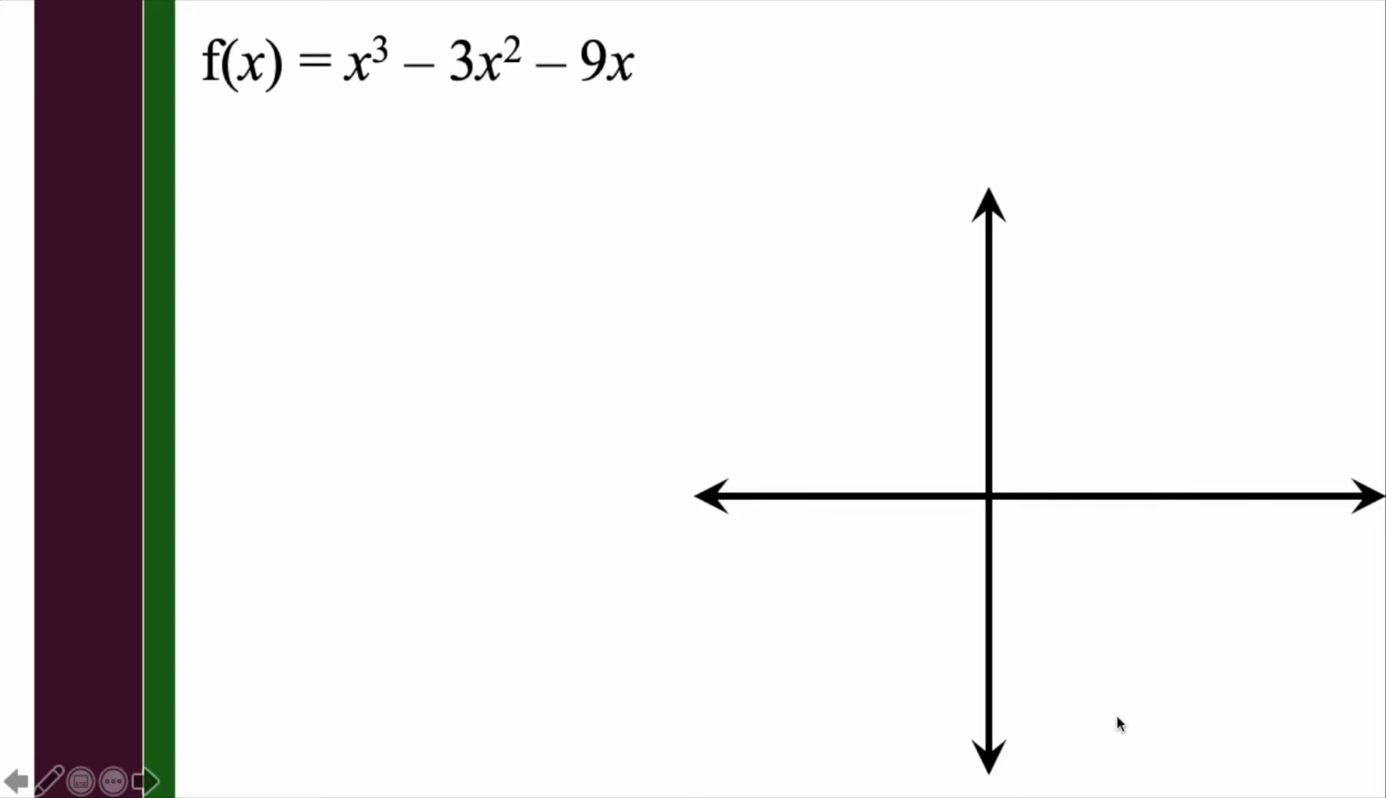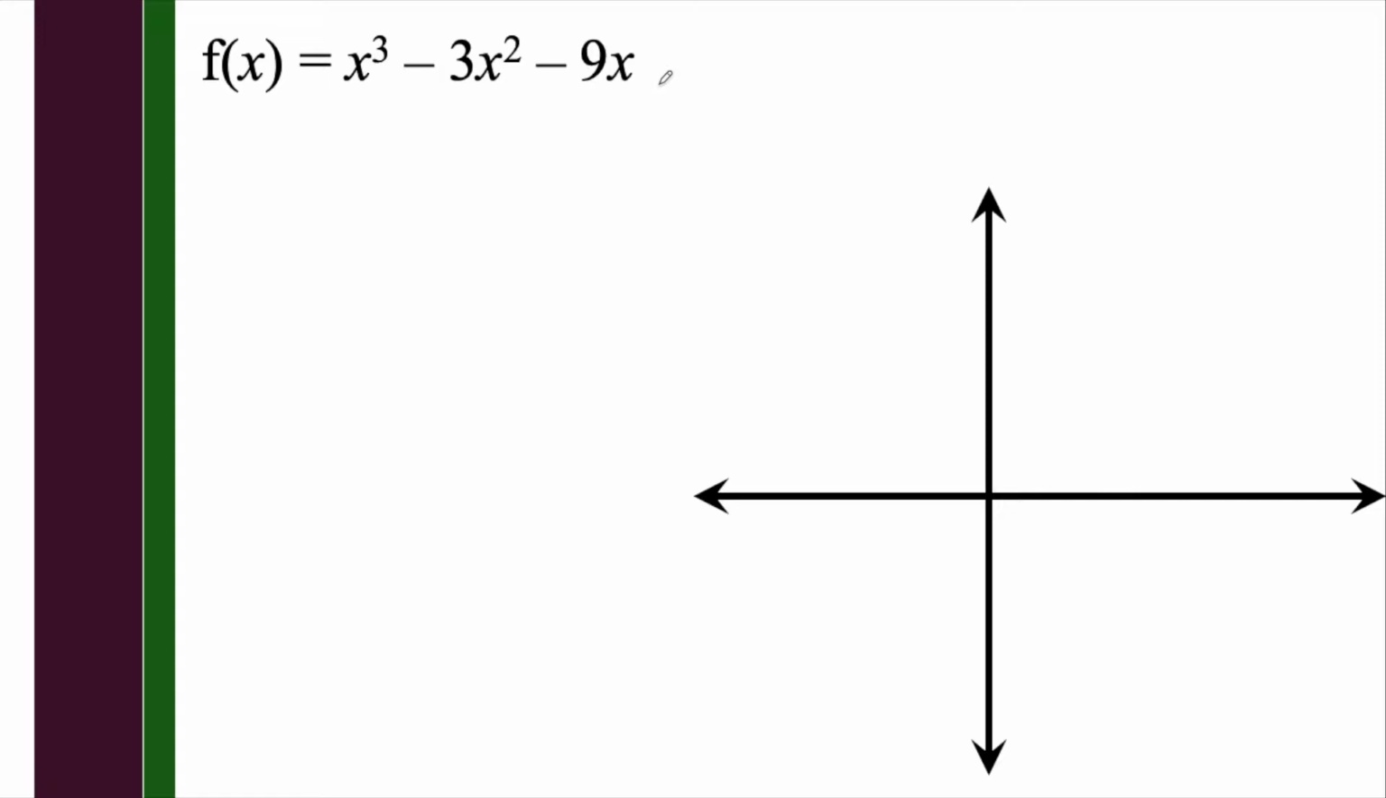Suppose you're asked to graph the function f of x equals x cubed minus 3x squared minus 9x. Since this is a cubic, I hope you have an idea that the graph will somehow look like this graph.